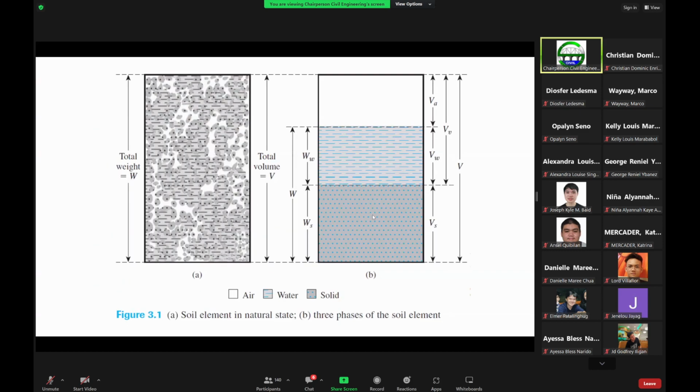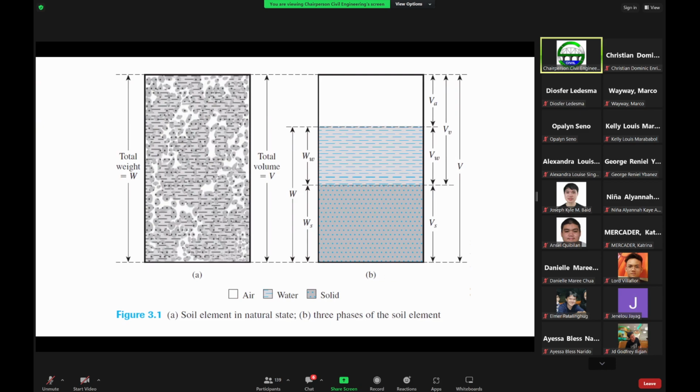Here we have two figures. The left figure, figure A, gives you the soil element in a natural state. Please take note, you don't need to copy this because I have simply taken this from the book. If you have the book Principles of Geotechnical Engineering by Das, you can follow along with the notes.